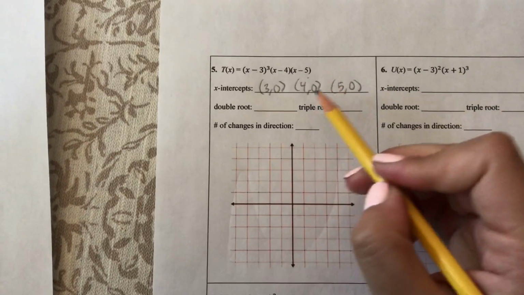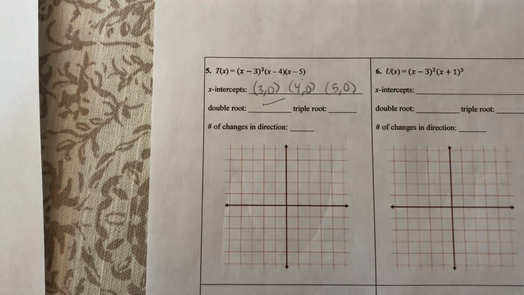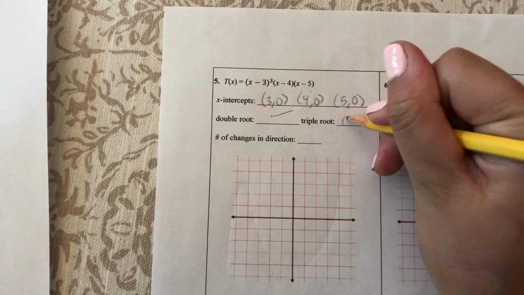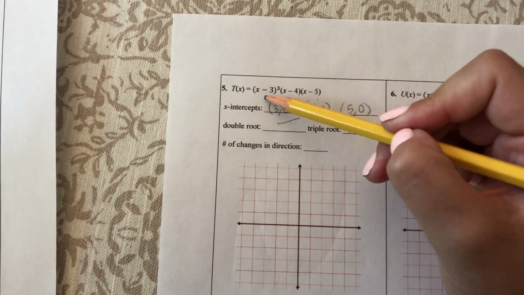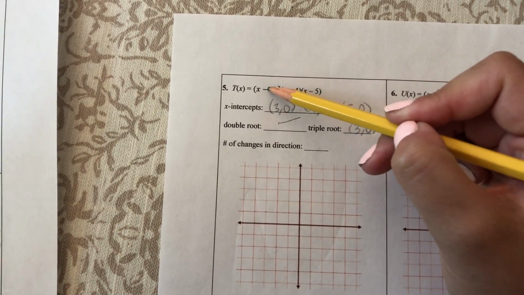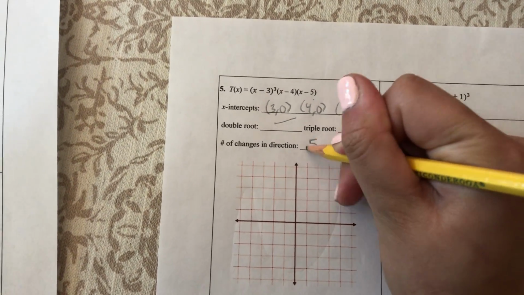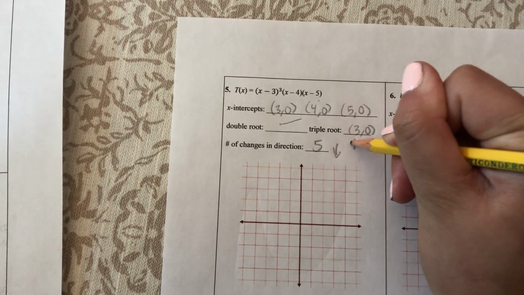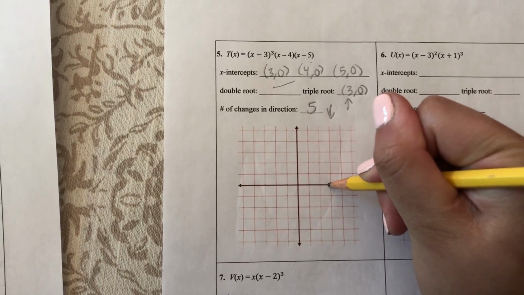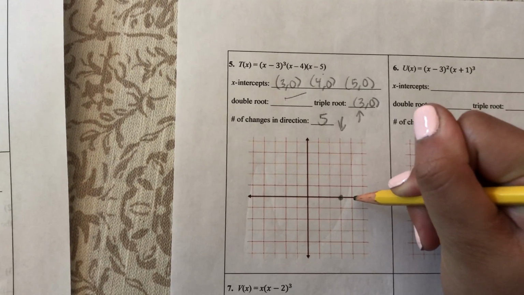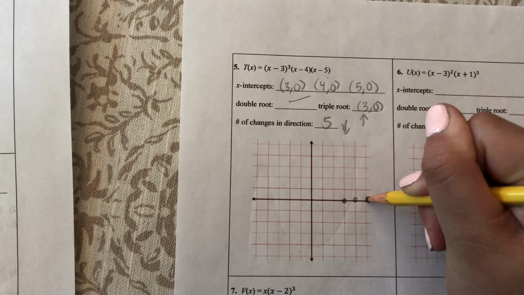I don't see anything being squared, but I do see something being cubed, which is a triple root. That's my 3, 0. Changes in direction would be, this counts as 3 because it's cubed. These count as 1 each, so that's 3, 4, 5. Since that's odd, again, I have left arrow down, right arrow up. Let's plot 3, 4, 5. Very close to each other.